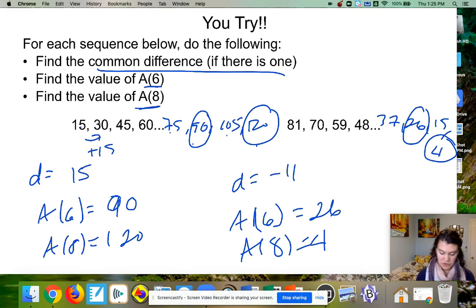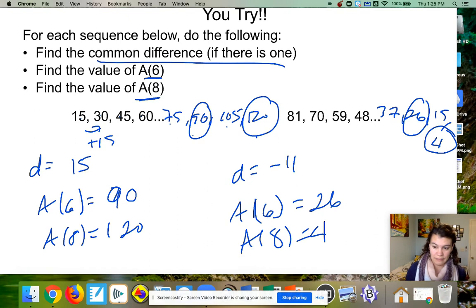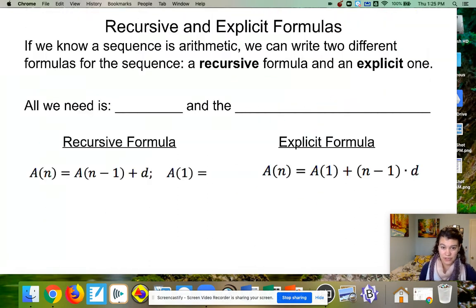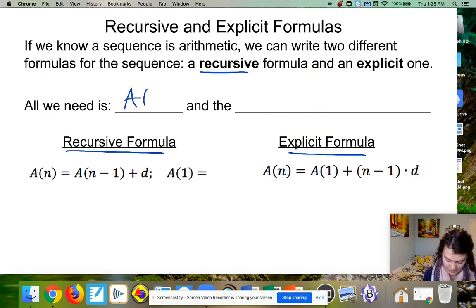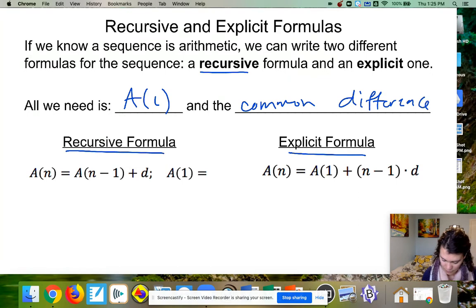All right, so the difference between a couple formulas. We'll wait for this to catch up to me. There's two options. You can have a recursive formula or an explicit formula. So if you know it's arithmetic, we can write it two ways. The recursive formula is right here, and then this would be the explicit. For both of these, all we need is the first term and the common difference, which is D.